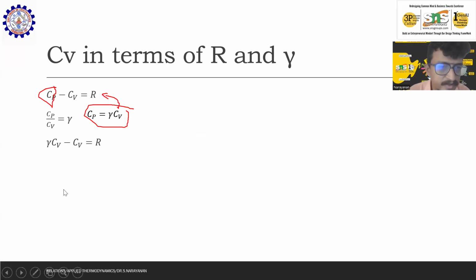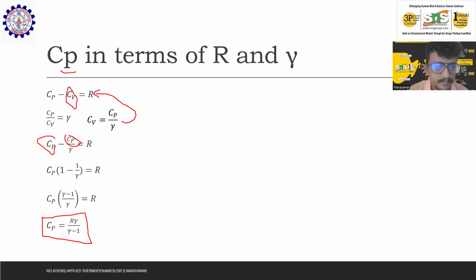So gamma Cv minus Cv is equal to R. We take Cv as common: Cv into gamma minus 1 is equal to R, and Cv is equal to R by gamma minus 1. So we have derived Cv in terms of R and gamma. Cv is equal to R by gamma minus 1, and Cp is equal to R gamma by gamma minus 1.